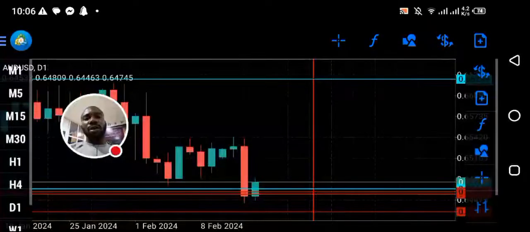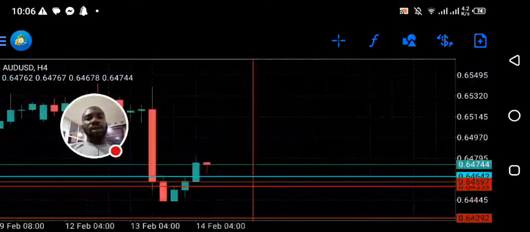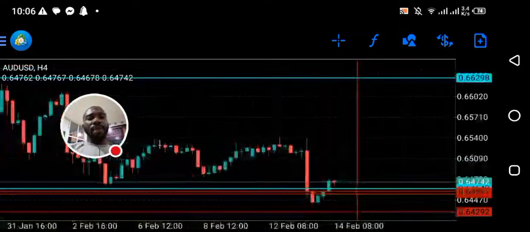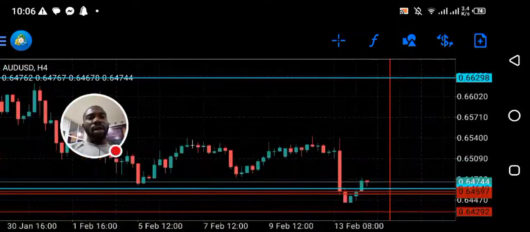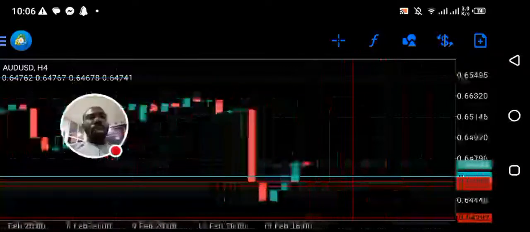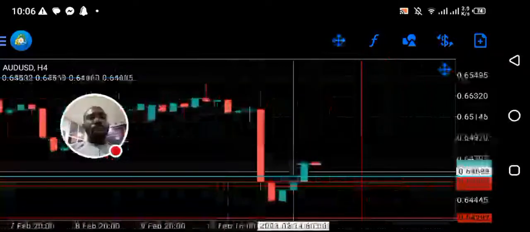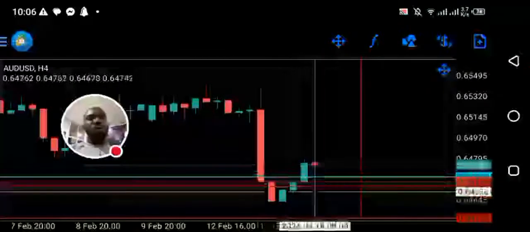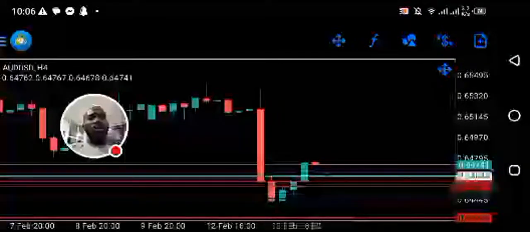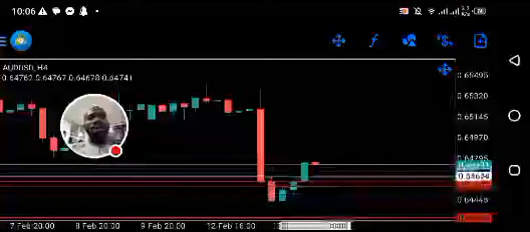Let's go to 4-hour. This is a buy setup for me, but I don't want to jump in and buy now. I want to see price pull back to this fair value gap before I would buy Australian dollar USD.